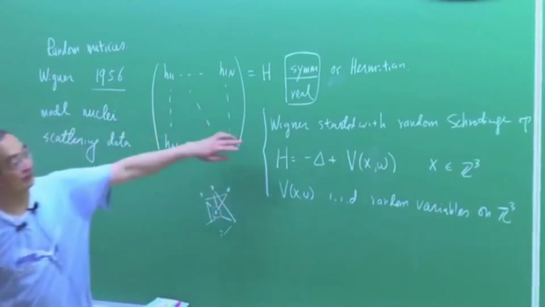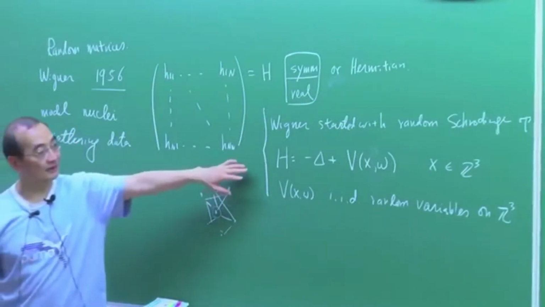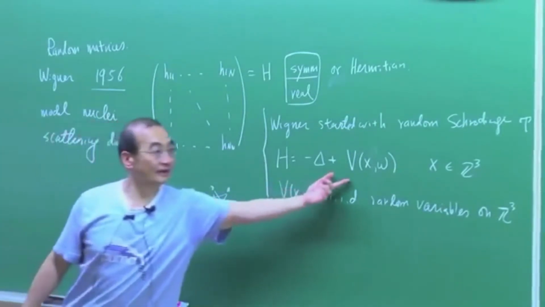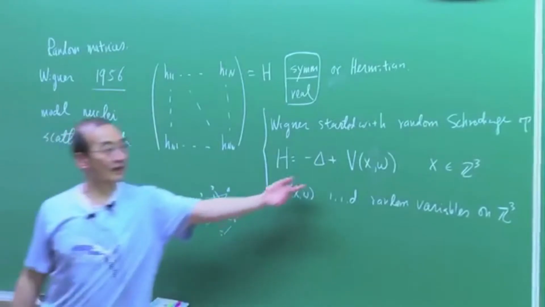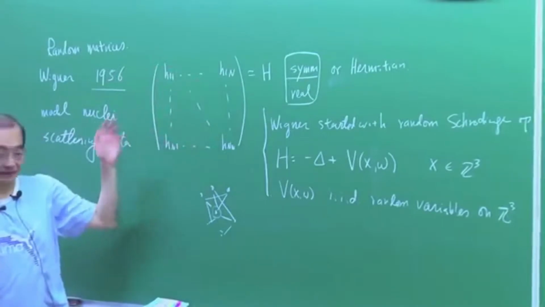So Wigner could not solve this model. Then he gave up this model and found another one that is even easier. This one says, well, because I can do this problem, I take a matrix which is completely random. So that's Wigner's idea.